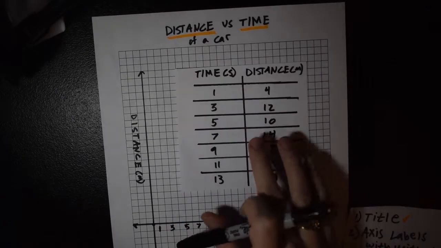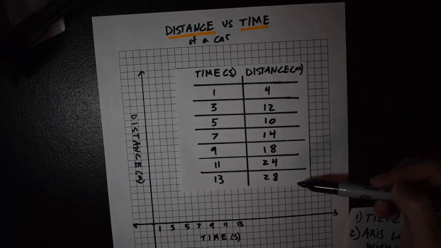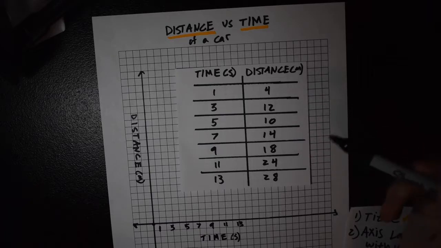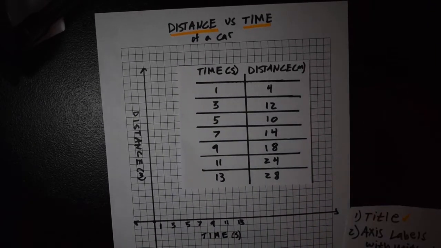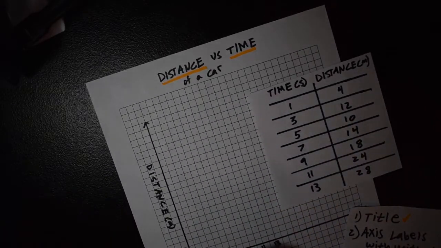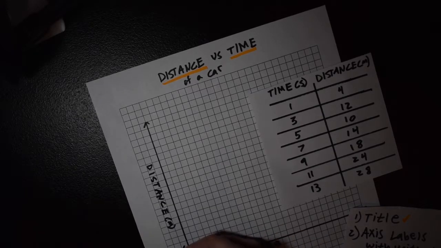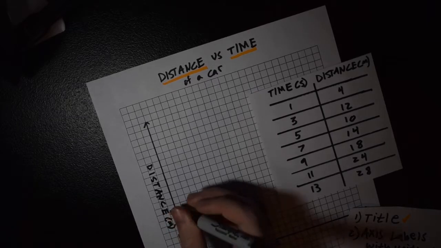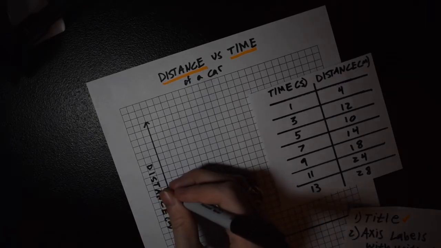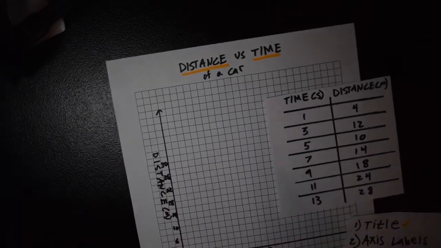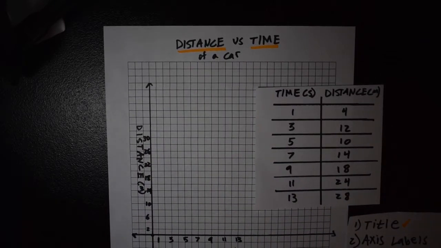Now our distance ranges from 4 to 28. And they're all even numbers also, which is really interesting. So since they're all even numbers and they have a pretty big range, I'm going to jump by 2's here. So I'm going to say this will be 2, then this will be 6, 10, 12, 14, 18, 22, 26, 30, and I could keep going, but I'm going to be good with that.